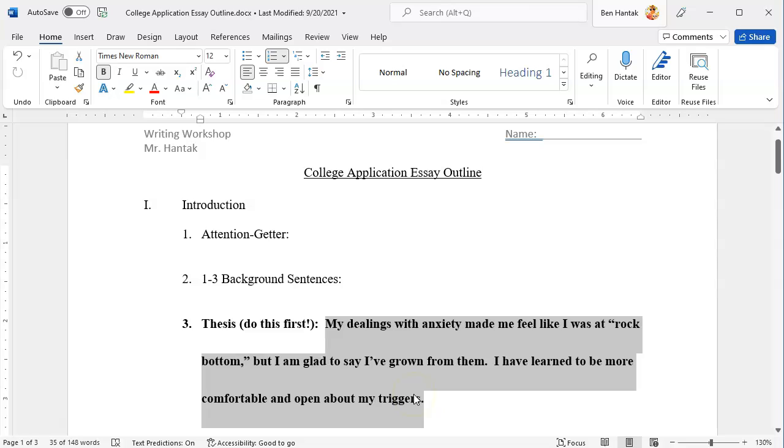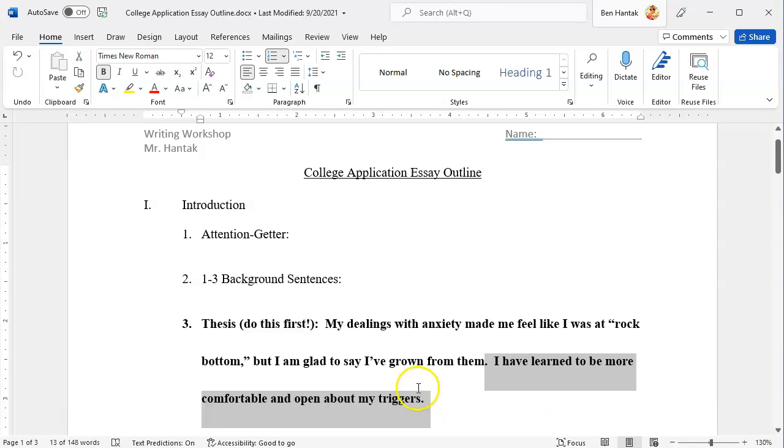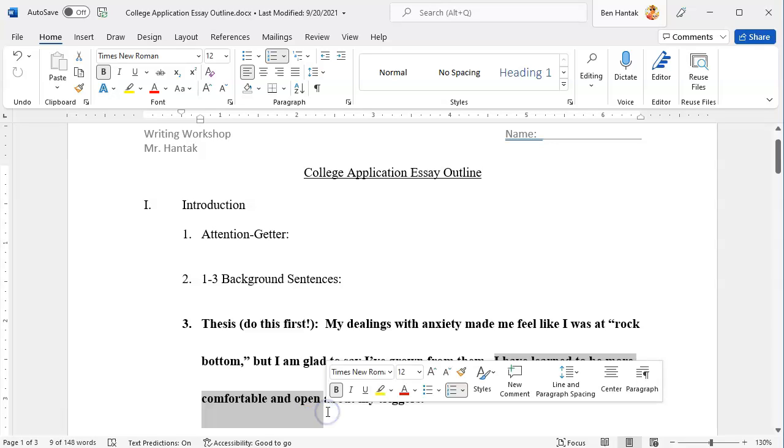I should say, this is not a thesis written for me specifically. Anxiety is not necessarily one of my dealings. If I were to look at number 2, I would probably choose a different trial that I've been through, but this is a workable thesis. The other thing that the body is definitely going to focus on, possibly in another paragraph, kind of split body paragraphs there, is talking about how I've grown from it, right? I'll discuss how exactly it taught me to be more comfortable and open about my triggers. So notice that this thesis statement does give some structure to the essay moving forward.